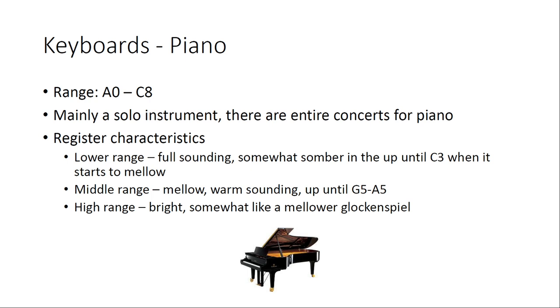So there is that. The lower range is very full sounding, a bit somber actually, and dark up until you reach C3, and then it starts to mellow. The middle range is the mellow and warm sounding one up until G5 or A5, where it starts becoming brighter. Very bright, and the higher range becomes extremely bright.